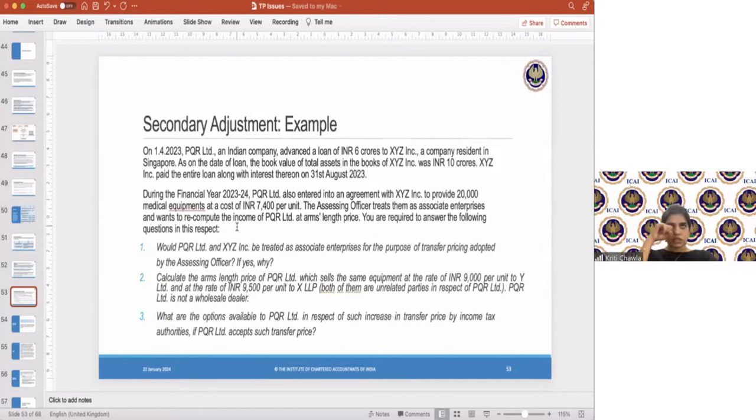Let's discuss an example here on what is considered as secondary adjustment. Please take a minute to read through this example. It's a very interesting example, because it has flavors of lecture one, lecture two, and lecture three today. So we're going to be talking about what are associated enterprises, recapitulating the methods, and then finally applying something called a secondary adjustment. Please read through this particular example and then we'll discuss it.